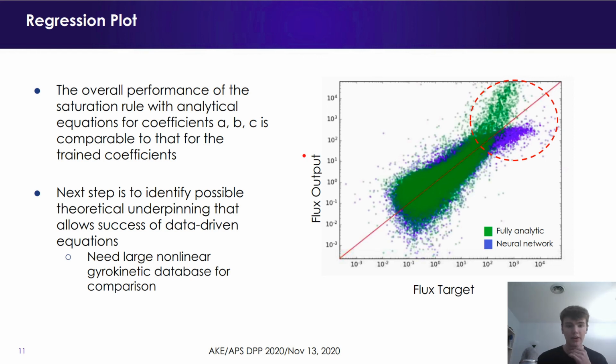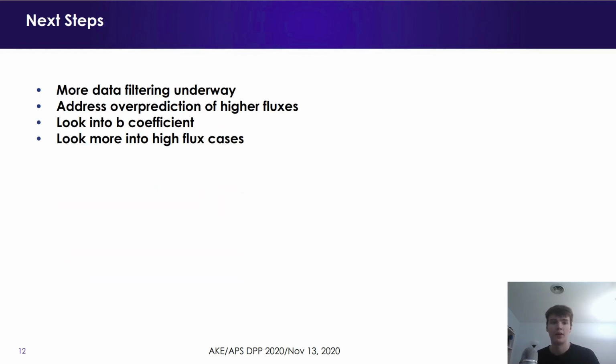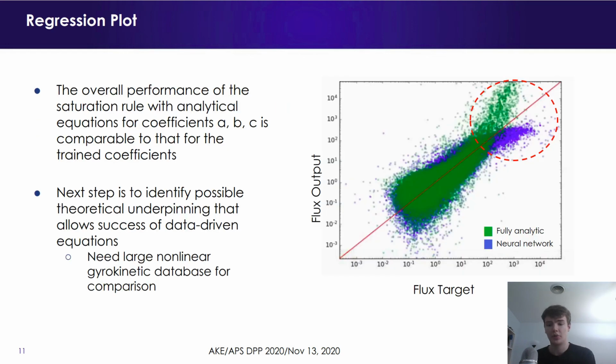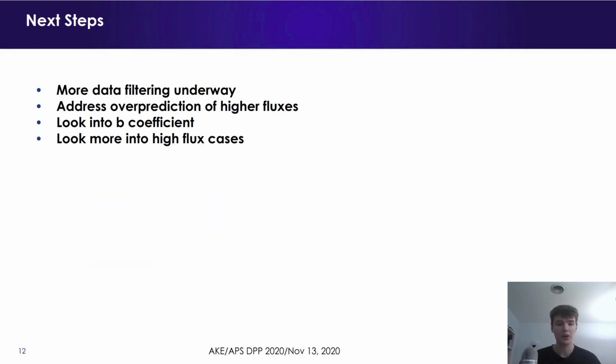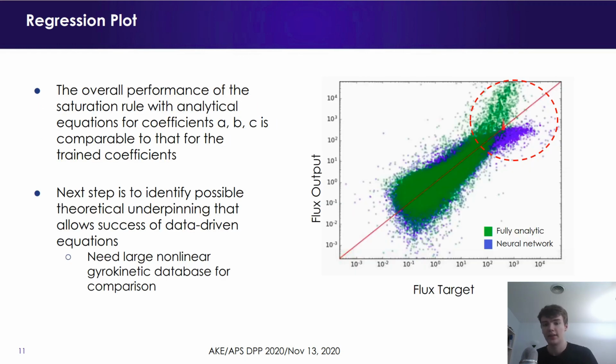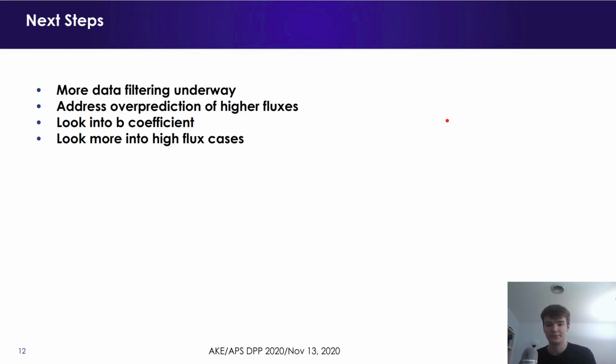Also, we might want to look into the theoretical underpinning that is allowing the success of these data-driven equations, see what's going on there. And we're going to need a large nonlinear gyrokinetic database for comparison as well. So some other next steps, we're working on more data filtering to make sure we don't have any outliers or inconsistencies. Also addressing the overprediction of the higher fluxes as shown here. Looking more into the B coefficient, why is it a constant? And looking more into the high flux cases for both the neural network and the fully analytic expression.